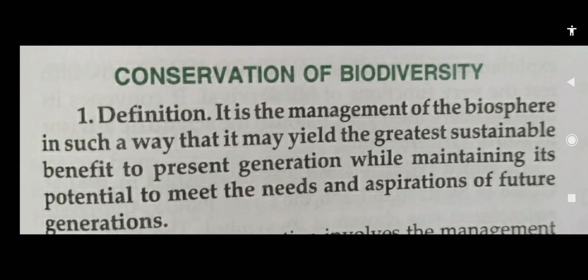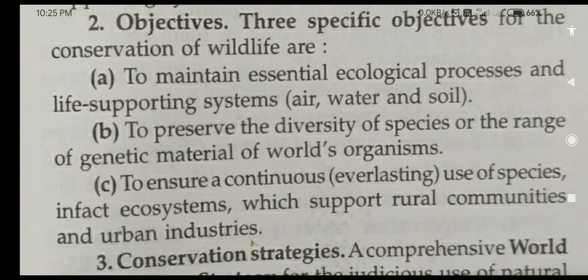There are a few objectives of this conservation of biodiversity. The main objective is to maintain the essential ecological processes and life supporting systems. Biodiversity is essential for maintaining the air, water and soil, these life supporting systems. The second important objective is to preserve the biodiversity of species, or the range of genetic material of the world's organisms.